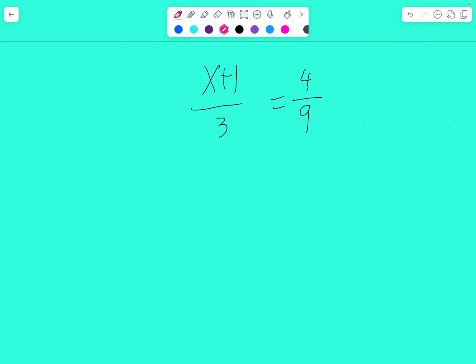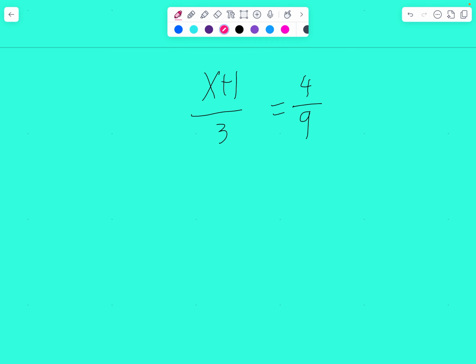This one's a little bit tricky. You want to know why? Because you don't have a variable alone in the denominator or in the numerator like the other ones. You have a variable with a constant. So you got x plus 1 over 3 equals 4 over 9. I can't simplify anything. I know that by looking at it. So I'm going to cross multiply.